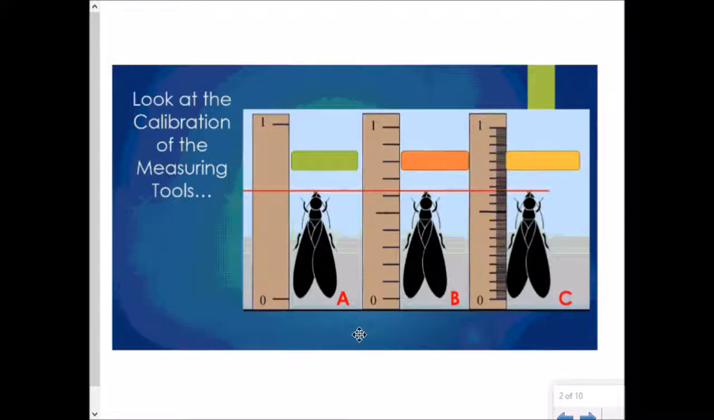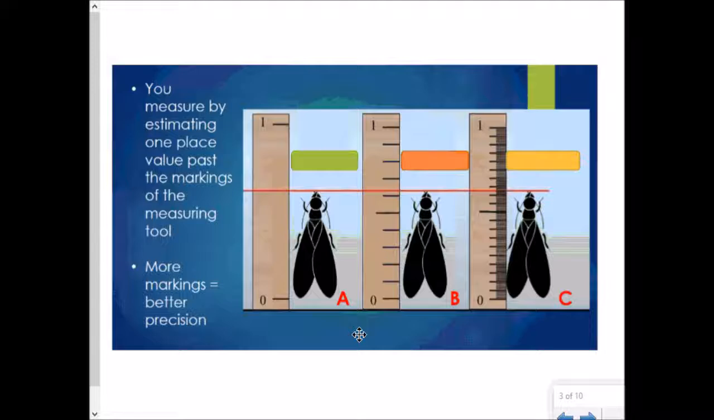So here we're looking at 3 different measuring tools. We'll consider them rulers. We have our insect here measuring the length. And if you look at the different calibration here, we're going to have different ability to be precise and accurate in our measurement based off of the tool that we're using. So, you measure by estimating one place value past the markings of the measuring tool.